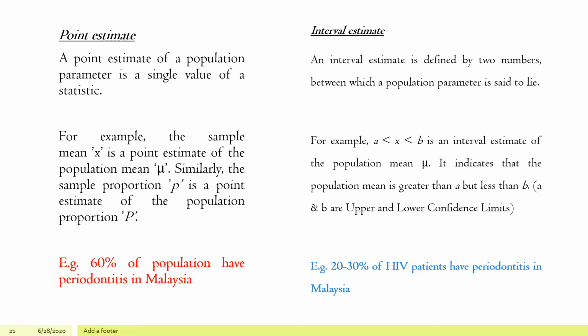Coming to interval estimate. An interval estimate is defined by 2 numbers between which the population parameter is said to lie. For example, a less than x less than b is an interval estimate. See, here we have written 20 to 30% of the HIV patients have periodontitis in Malaysia. In this interval 20 to 30, it may be 25 also, 26 also, 29 also. So you are expressing the mean in an interval. That is nothing but an interval estimate.